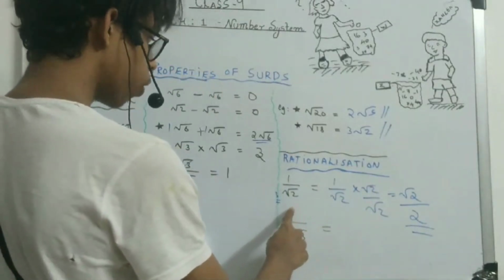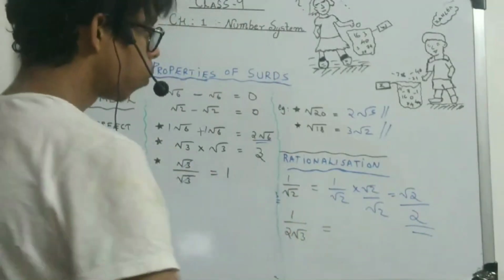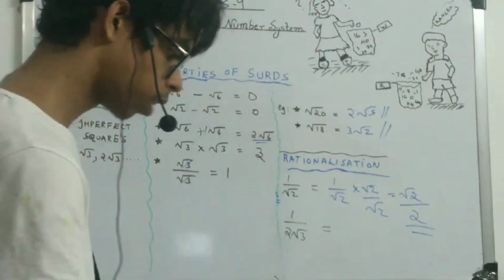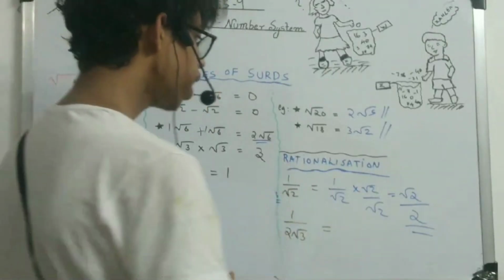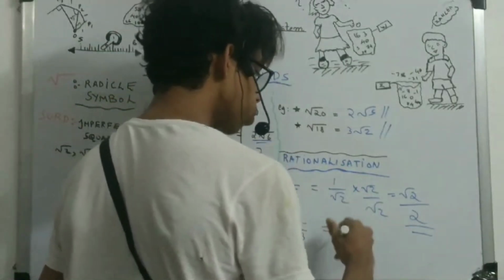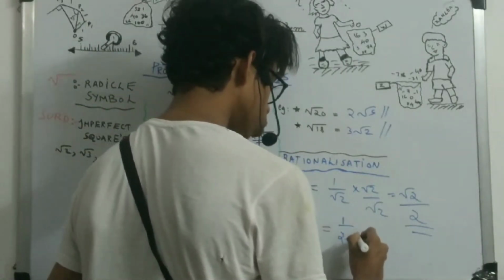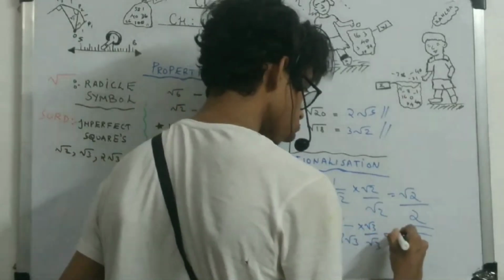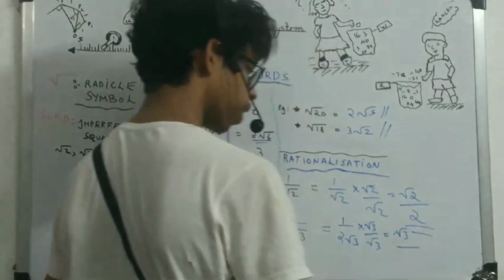Now one more question, just see over here, 1 by 2 root 3. What is the root thing which is present in the denominator? It is root 3. So multiply and divide the numerator and denominator with root 3. So 1 by 2 root 3 into root 3 by root 3. So I will get root 3 over here.